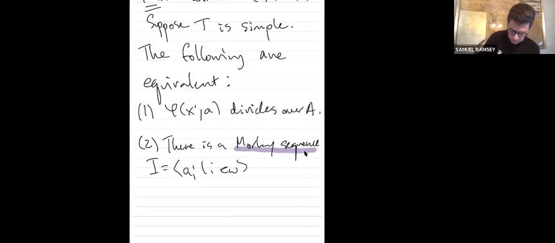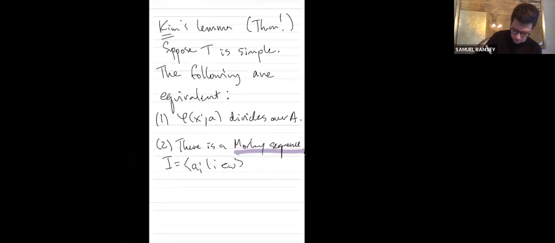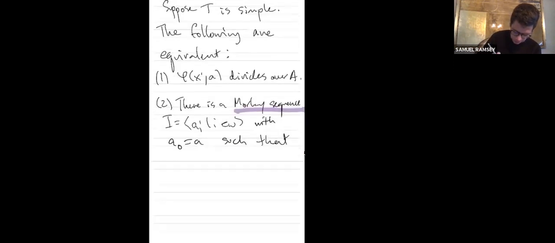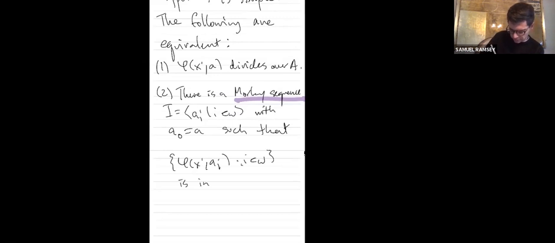I don't think we've talked about it in this context. Over, oh, whoops. Okay, I wanted that there, but not here. With a0 equals a, such that phi(x, ai), i less than omega, is inconsistent.